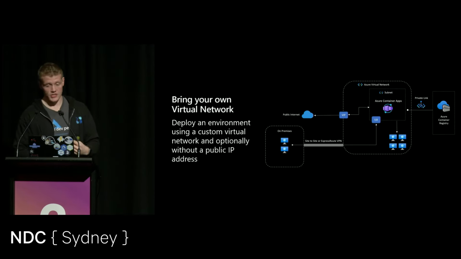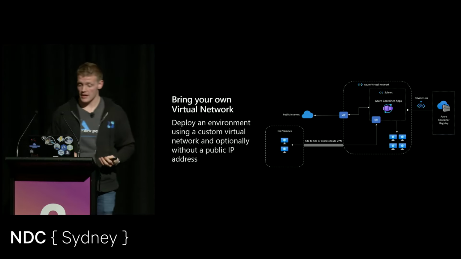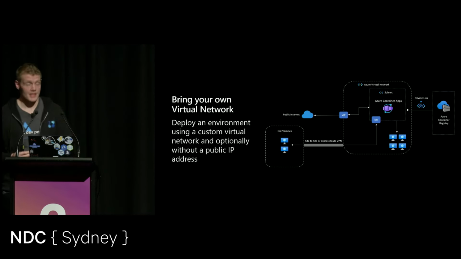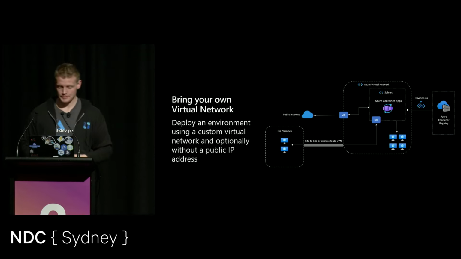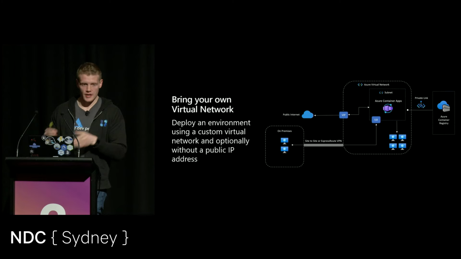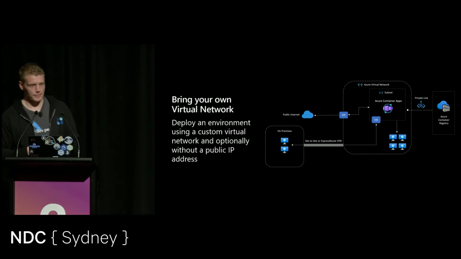Network addresses are assigned from the subnet range that you define as the environment is created. That's used by your container apps environment, and then once the environment is created, that subnet range is immutable. And each revision of our container app will be assigned an IP address from that subnet.